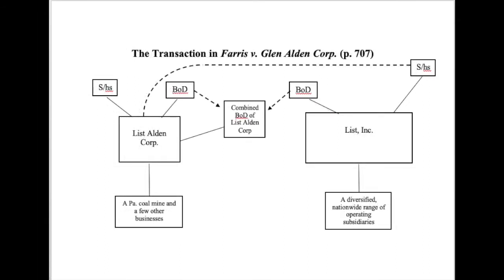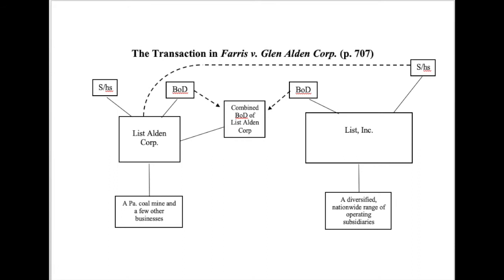Next, the boards of the two companies are combined into one sort of super board that will become the new board of directors of the List Alden Corporation, which, by the way, as a part of this deal, changed its name. Okay, so let's think just for a second about what the List company is at this point. It still exists as an independent entity, and it's still owned by its shareholders, but it's really a hollow shell.